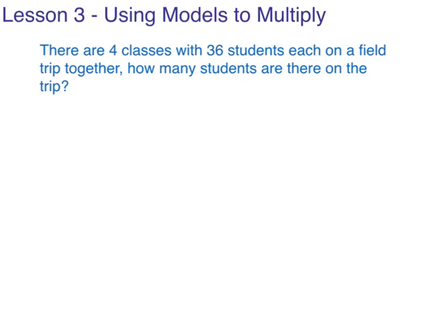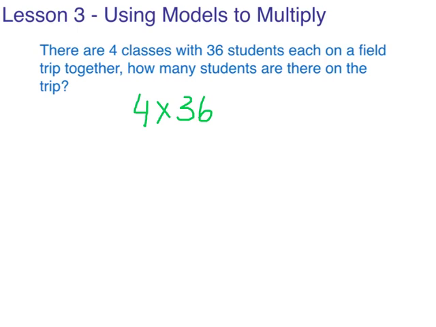There are 4 classes with 36 students each on a field trip together. How many students are there on the trip? Pause the video and see if you can write down a multiplication question that will answer this question. 4 times 36 is the multiplication question that will answer this question.